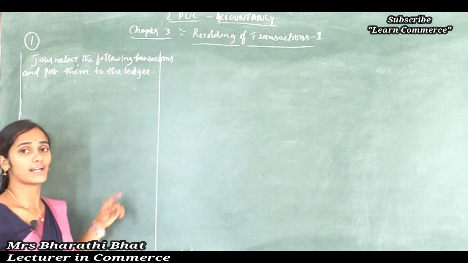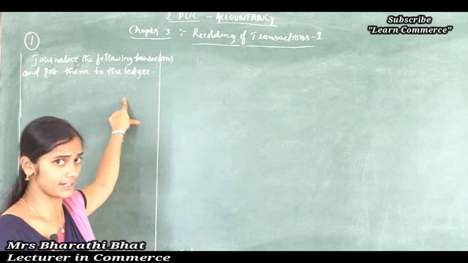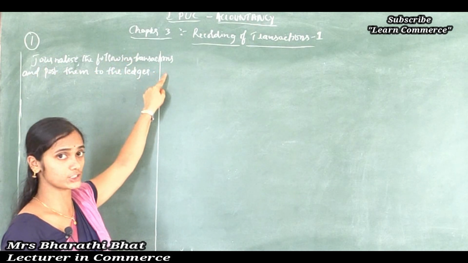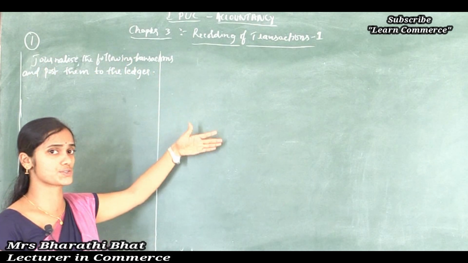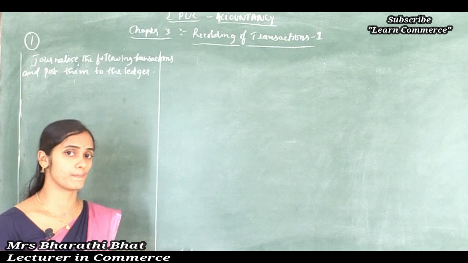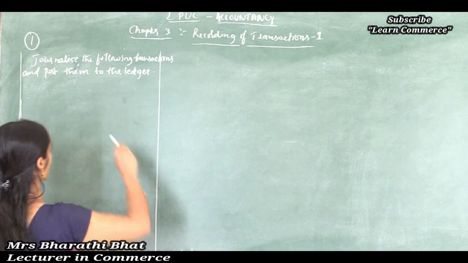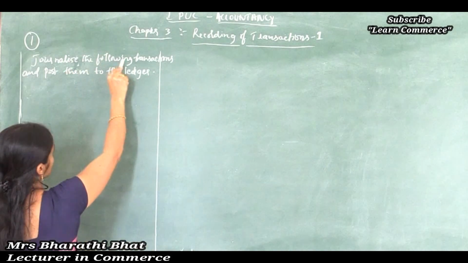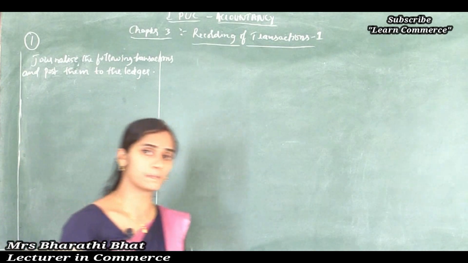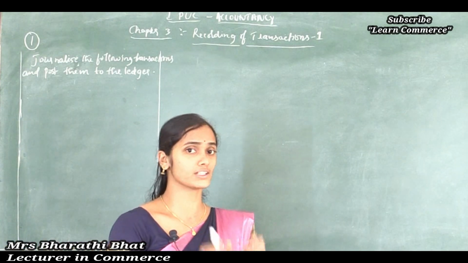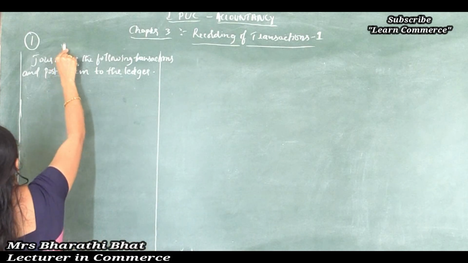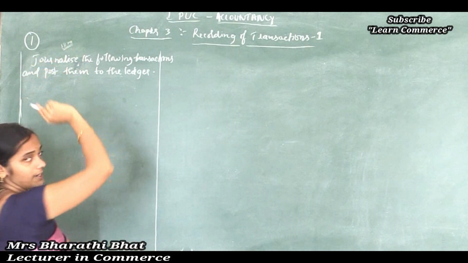Only if the question is like this, you should prepare different ledger accounts. Or else, if it says journalize the following transactions of Malik traders or X traders, then just pass the journal entries, no need to prepare ledger accounts. Suppose the question says journalize the following transactions and post them to the ledger, then you have to prepare ledger accounts to get full marks, okay? This question carries 12 marks, clear?